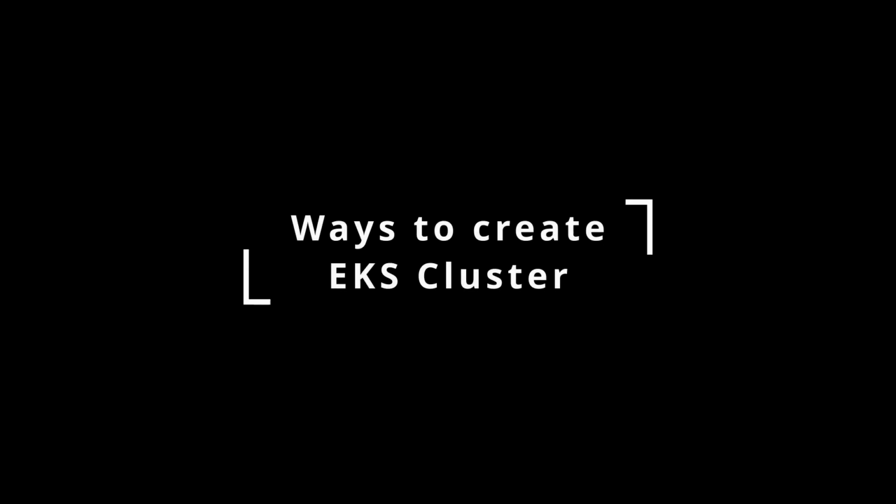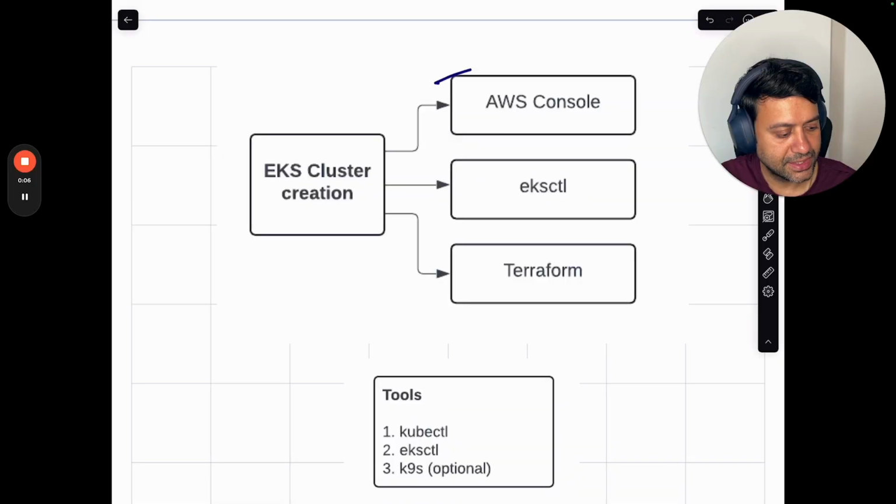Ways to create an EKS cluster. There are three popular ways to create the EKS cluster. The first one is the AWS console or using the CLI. You can use the AWS CLI to create a Kubernetes cluster. That is one way, but it is a very complicated one.